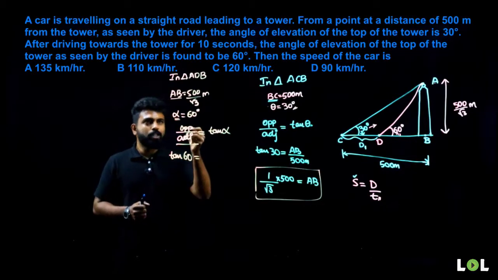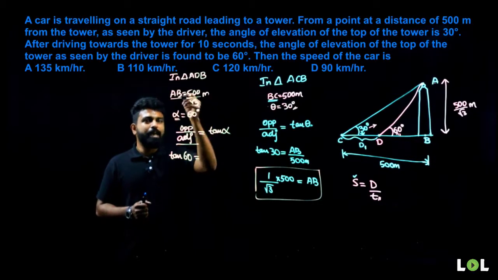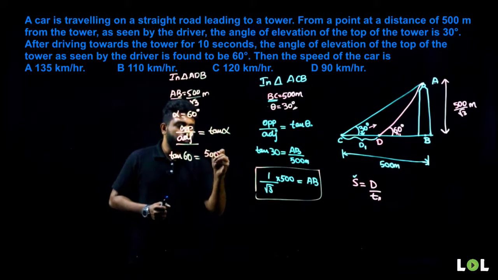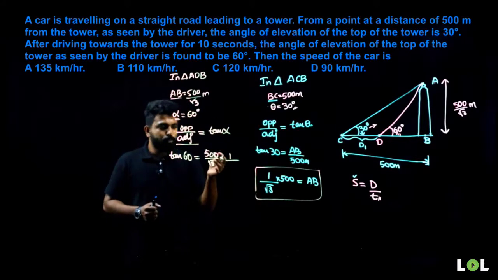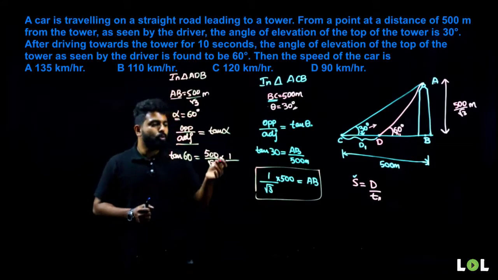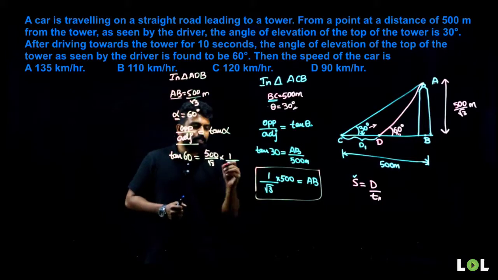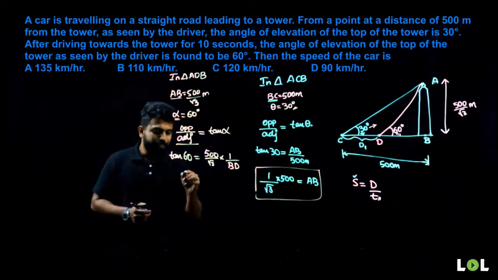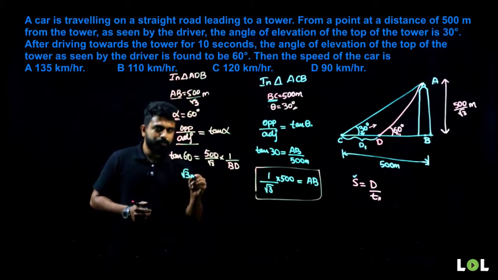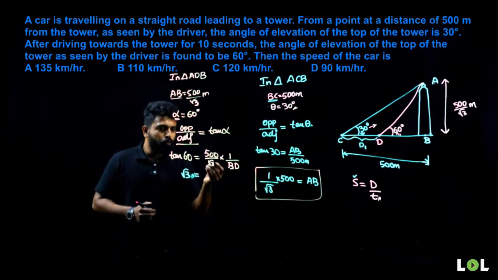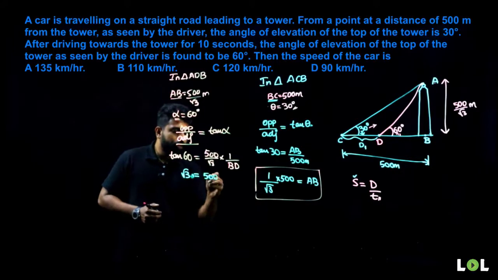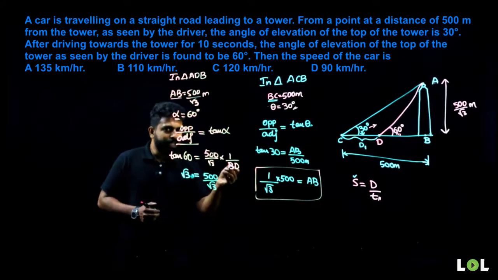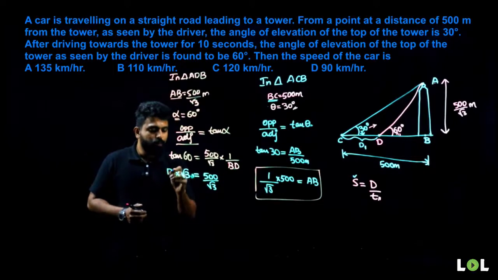That is equal to, what is my opposite side here? Opposite side here is AB, that is 500 upon root 3, into 1 by adjacent. Opposite by adjacent can also be written as opposite into 1 by adjacent. So what is my adjacent side here? We don't know. That's what we need to find out. So it is BD. So what is tan 60? Tan 60 is root 3. And that is equal to 500 by root 3 into 1 by BD. If I take BD to the other side, it will become root 3 into BD.